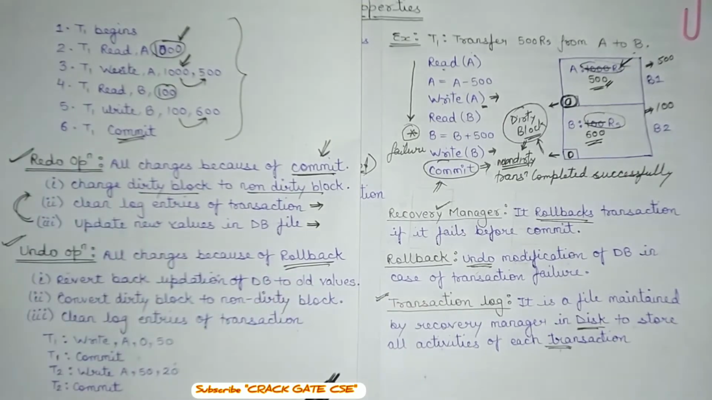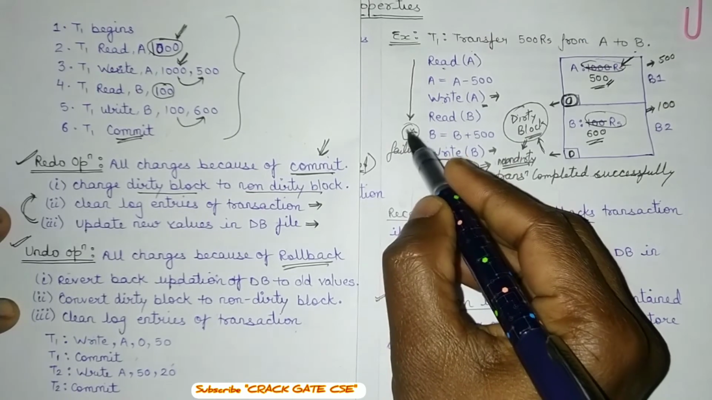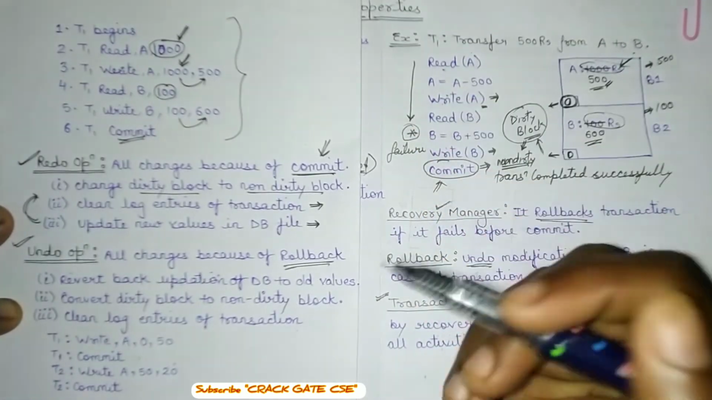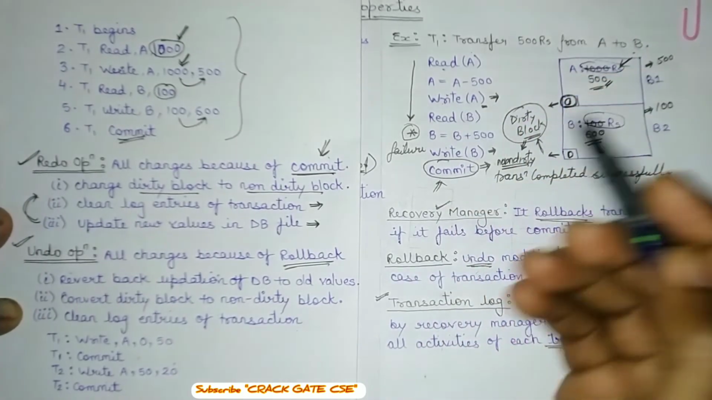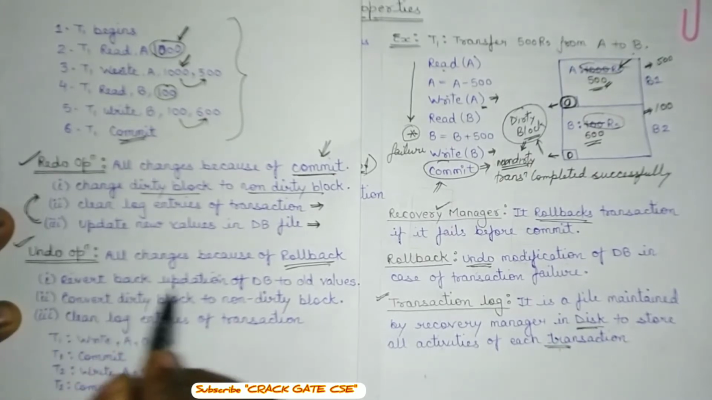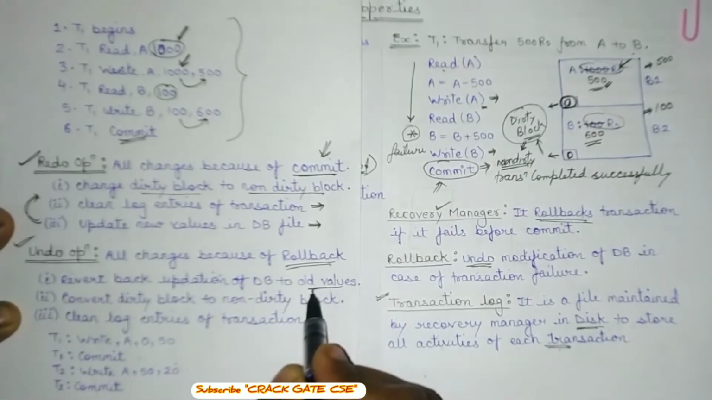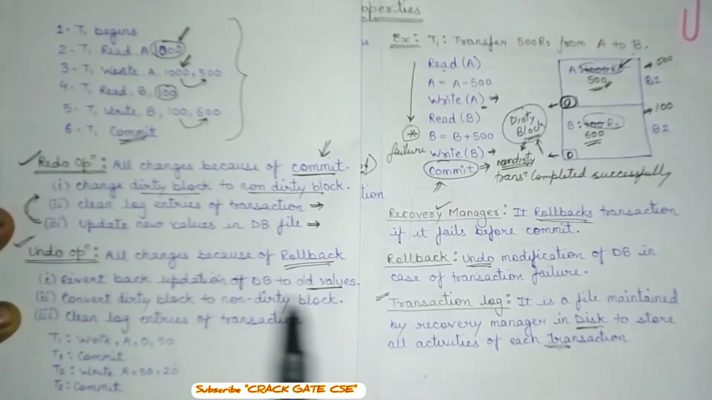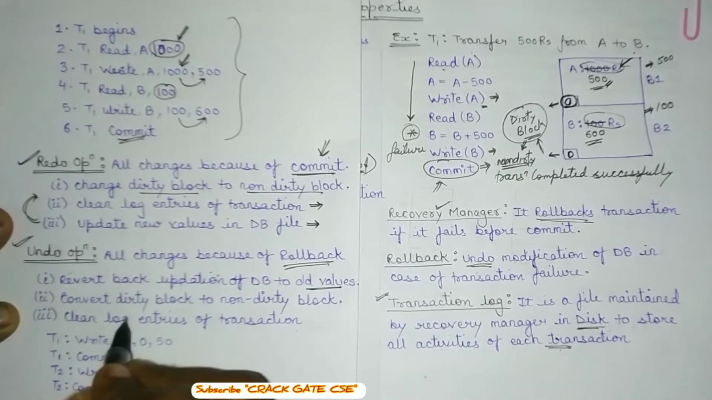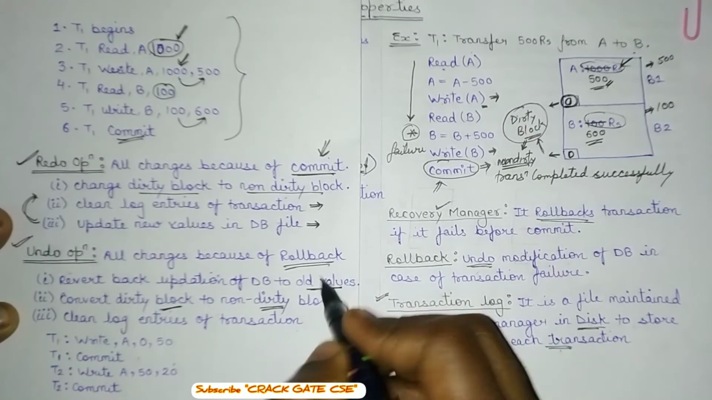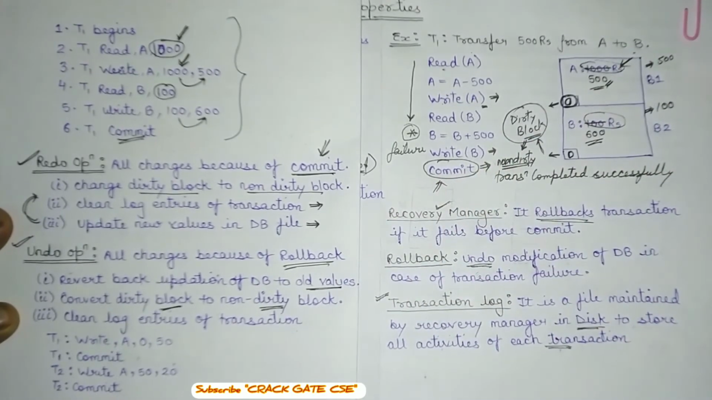And undo operation is the changes because of the rollback. If there is a rollback, for example, consider this situation where a failure is there. If a failure is there, then we have to roll back. So in rollback, what are the steps we have to do? We have to perform the undo operation. In the undo operation, we have to revert the updation of the database to old values. These old values are available in the transaction log. After updating the old values, we have to convert the dirty block to non-dirty block, because once the database is reset, we have to change the dirty block to non-dirty block.